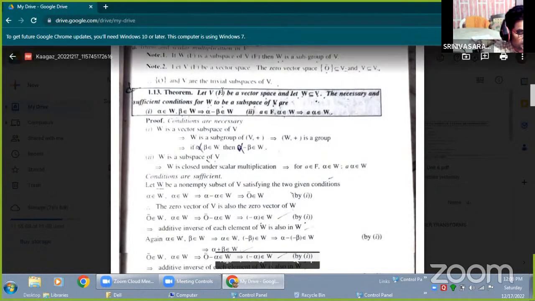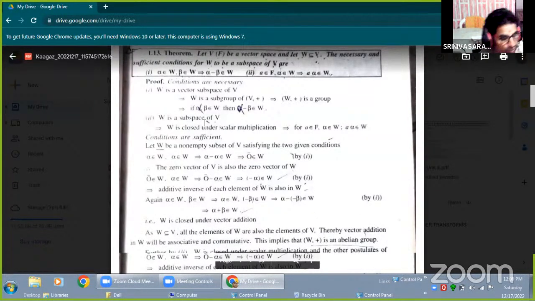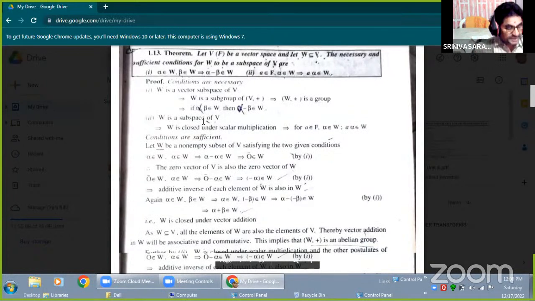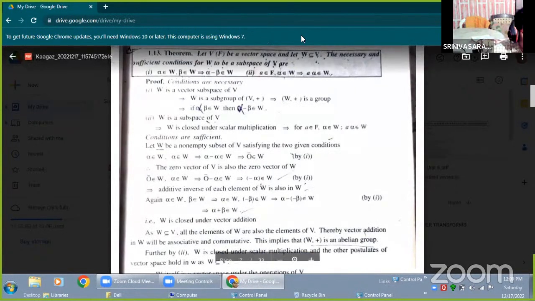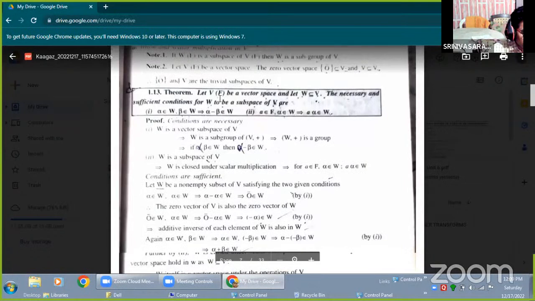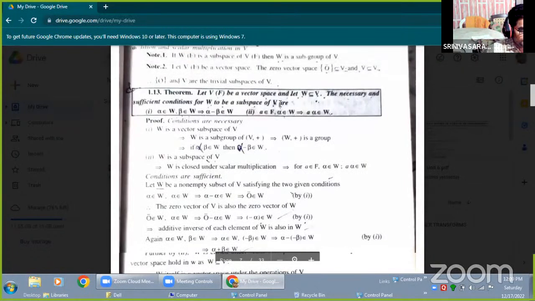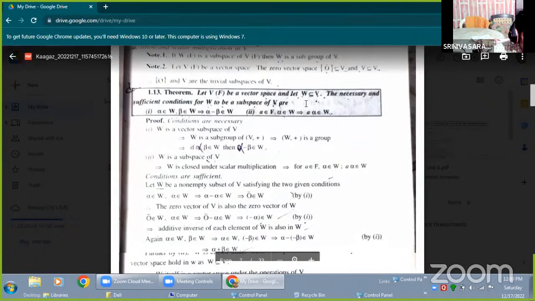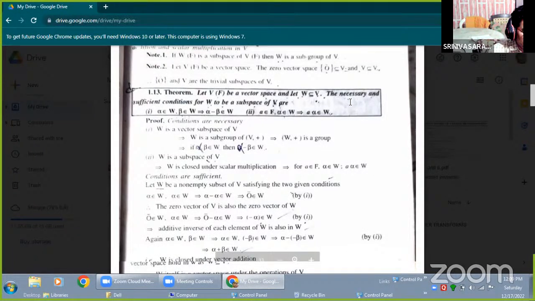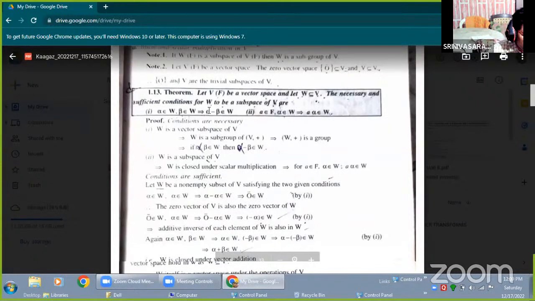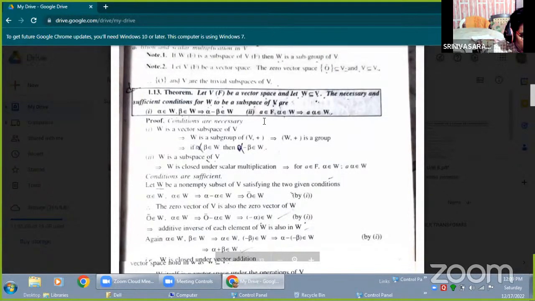Already last class this theorem was explained here. What is that? The vector subspace necessary and sufficient conditions. Let V of F be a vector space and let W be contained in or equal to V. Suppose you have to see here, let V of F be any vector space, and let W be contained in or equal to capital V. The necessary and sufficient conditions for W to be a subspace of V. Suppose V is any vector space. That non-empty subset is said to be a vector subspace if it has the following two conditions.